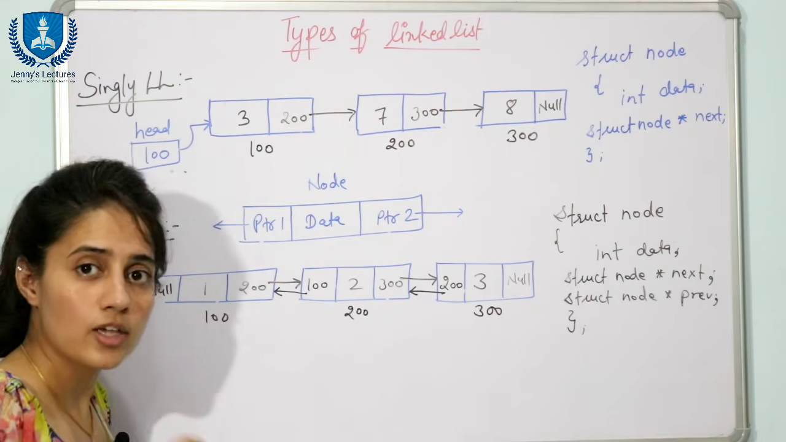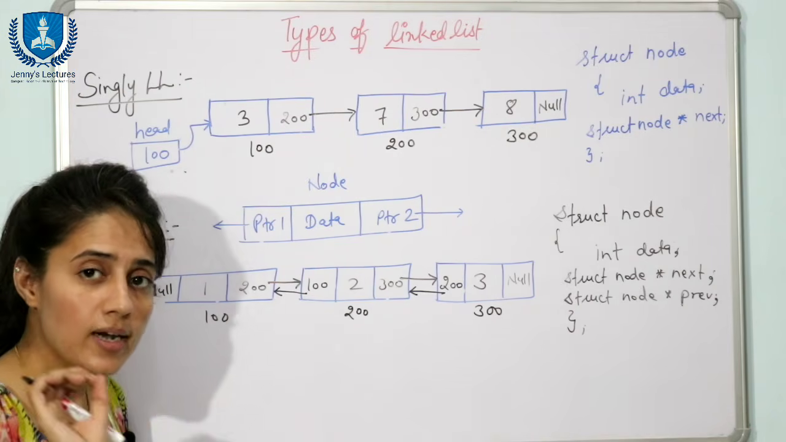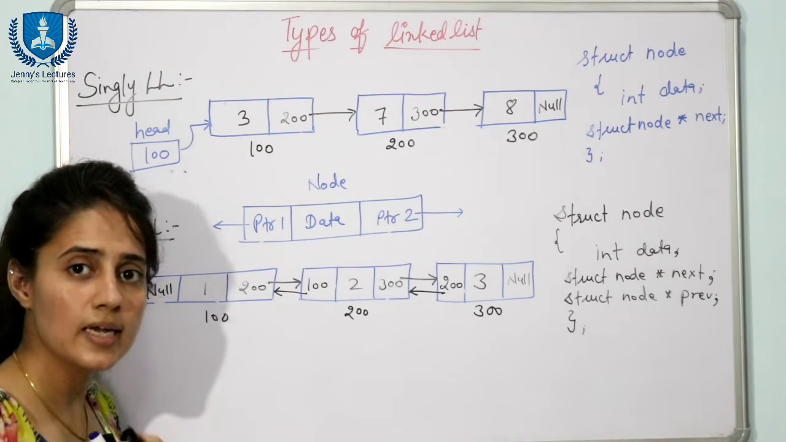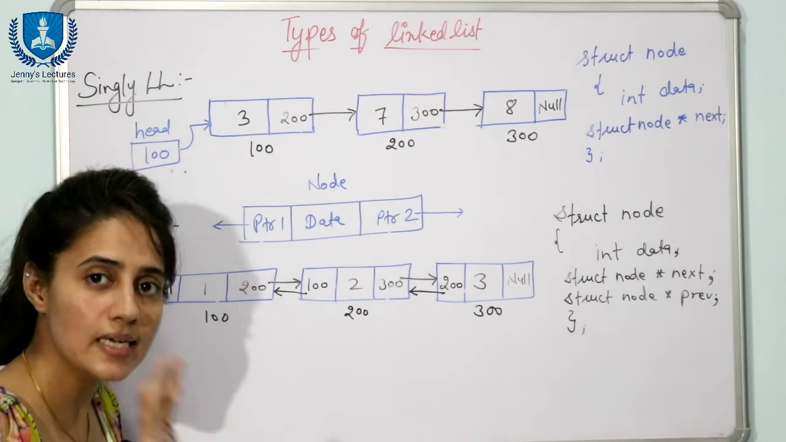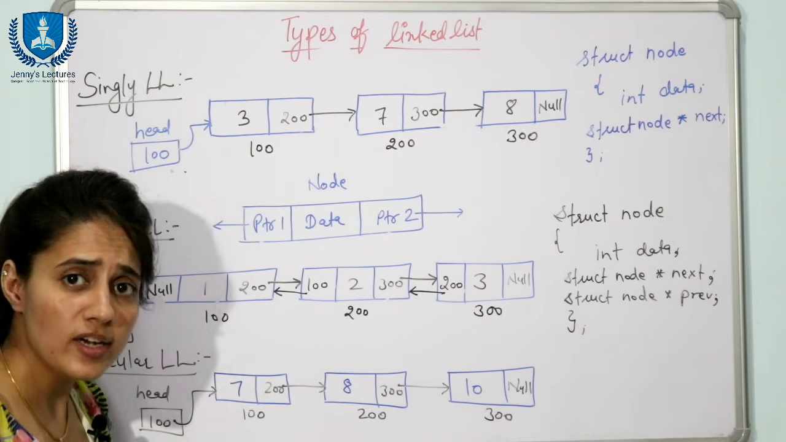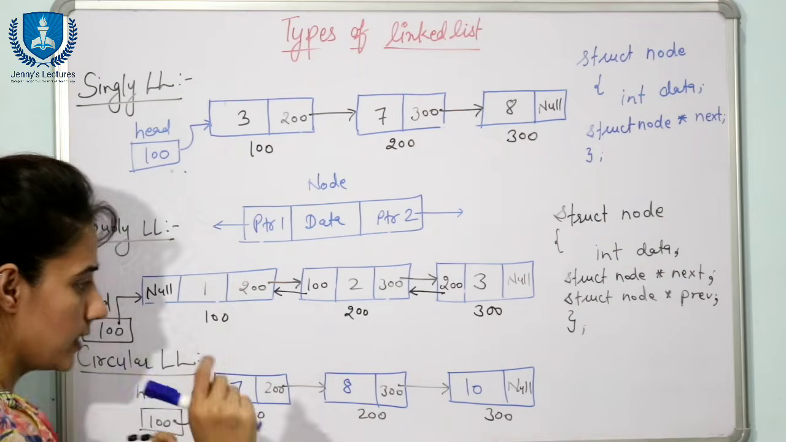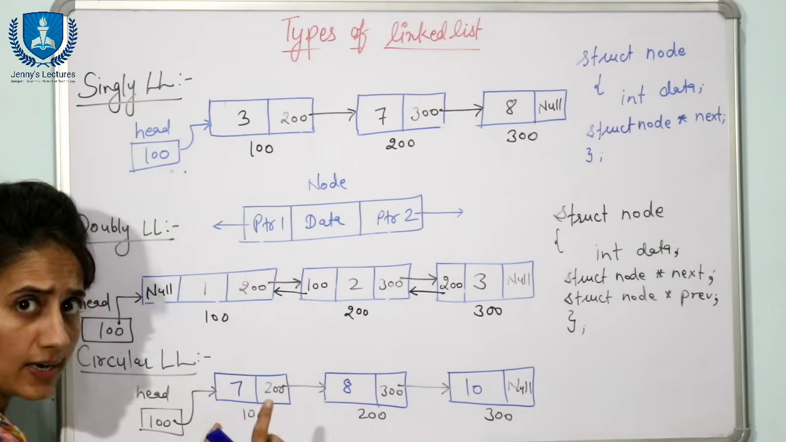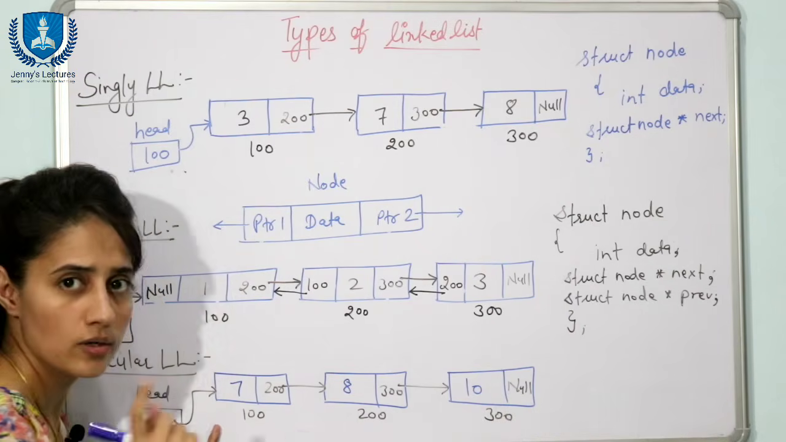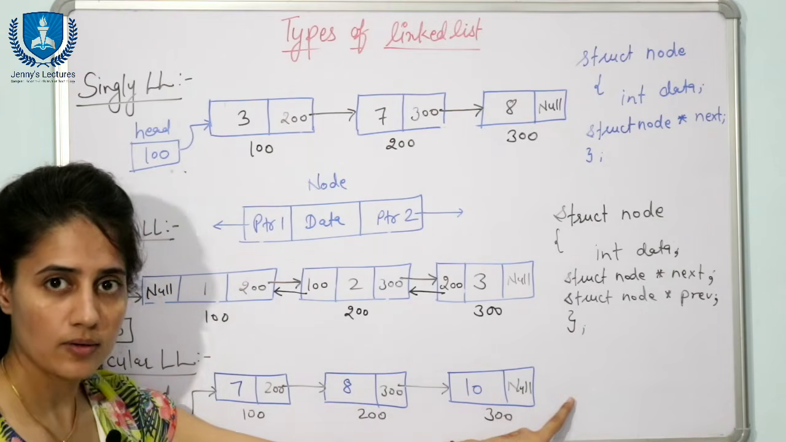Now the third one is circular linked list. As the name suggests, it is going to have a circle. A circular linked list is a variation of singly linked list. The only difference is what? This is a singly linked list. In a singly linked list, the last node has null. It is not going to point anywhere.